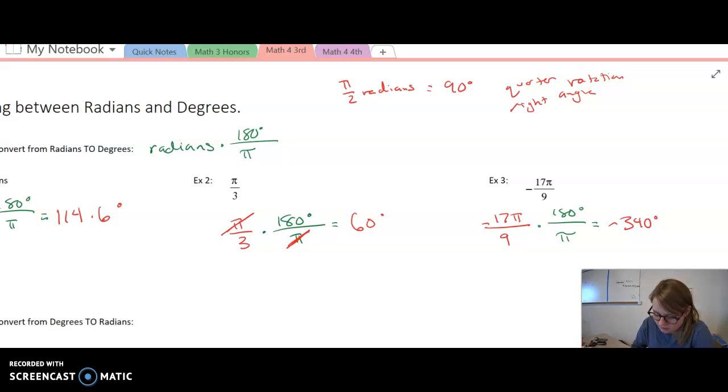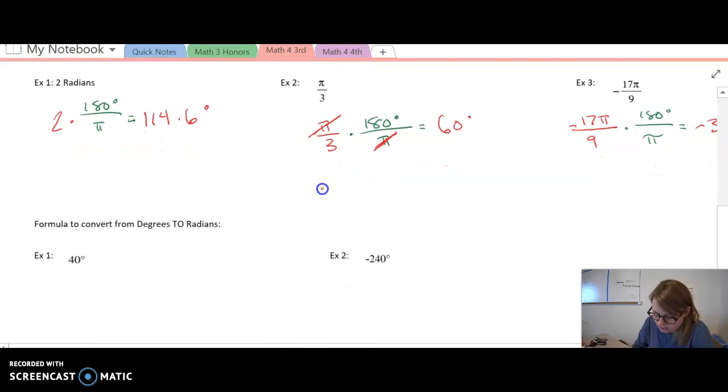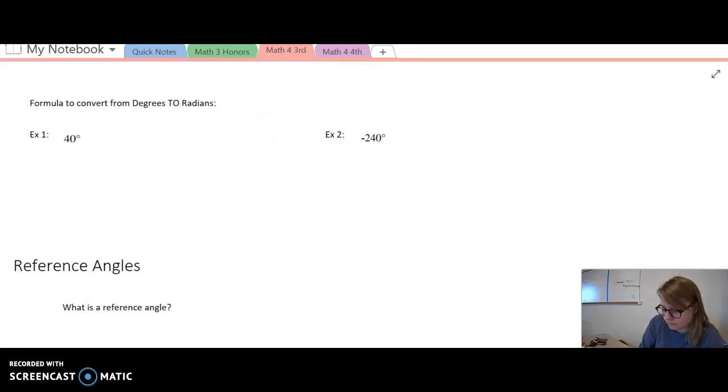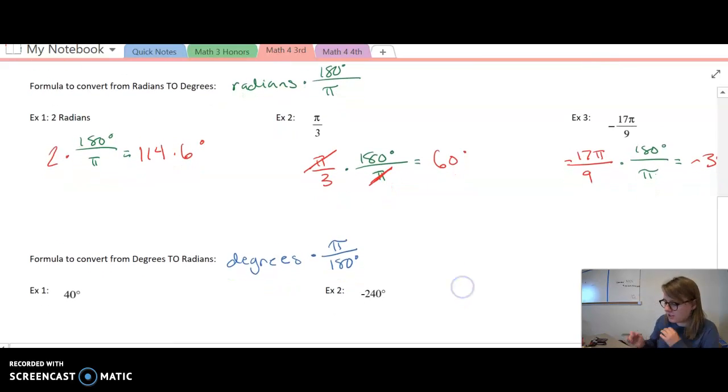Okay? So now let's look into degrees to radians. Now this is a similar process, it's just a little bit different. So when we have degrees to radians, this is what we're given, and we're going to multiply our degrees by pi over 180. So you're probably thinking that looks similar, you're right. So these are being multiplied by a very similar fraction. It's just that it's flipped.